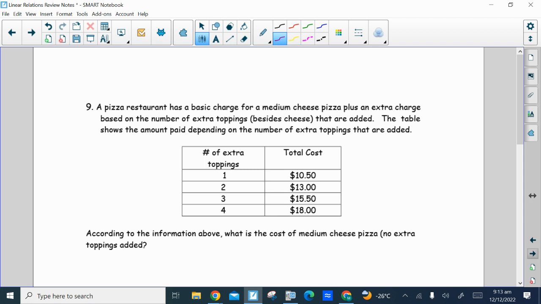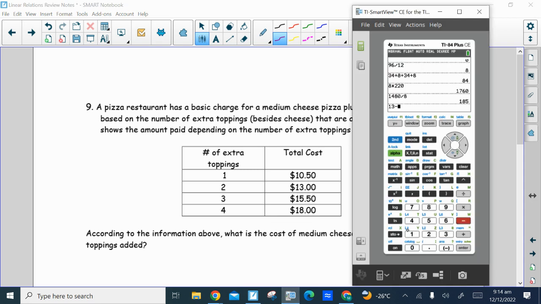The total cost is increasing by $2.50, right? And to get that number, you could take the 13 and subtract 10.50, or you could take the 15.50 and subtract 13, or you could take the $18 and take away 15.50. Doesn't matter. It's the same answer every time. That's the rate of change in this case. The price of the pizza is increasing by $2.50 for every extra topping that is added.